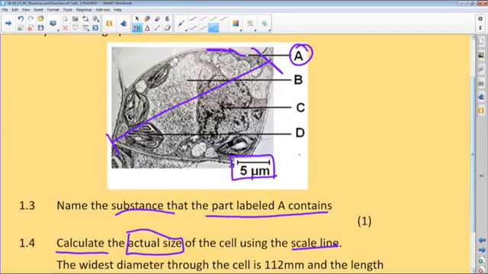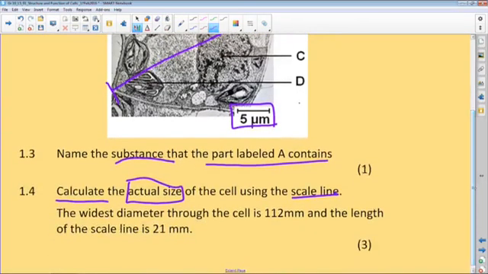So they've given you the longest part of the cell, and the widest diameter through the cell is 112 millimeters. Then it says the scale line. If I put my ruler on this black line from there to there, and measure it in millimeters, I got 21 millimeters. So those are the two questions.